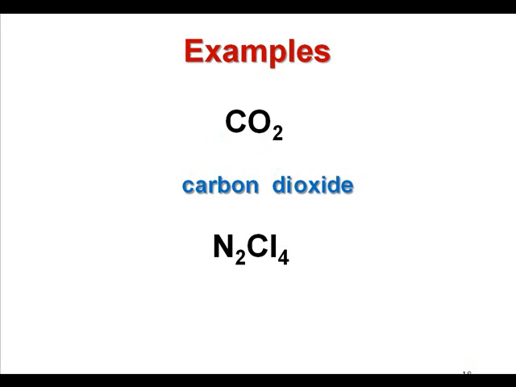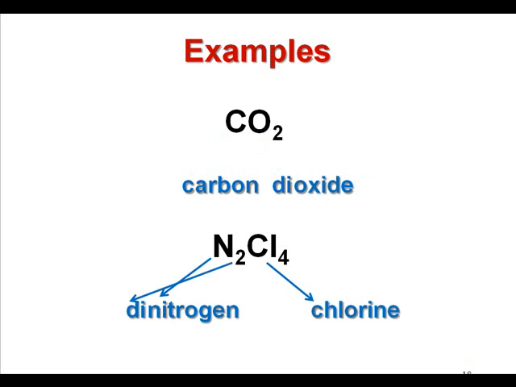You would shorten it to dioxide. Nitrogen, which is a nonmetal, is covalently bonded to chlorine, which is a nonmetal, and you use di and tetra to designate how many of each kind of atom. And you shorten it to tetrachloride.